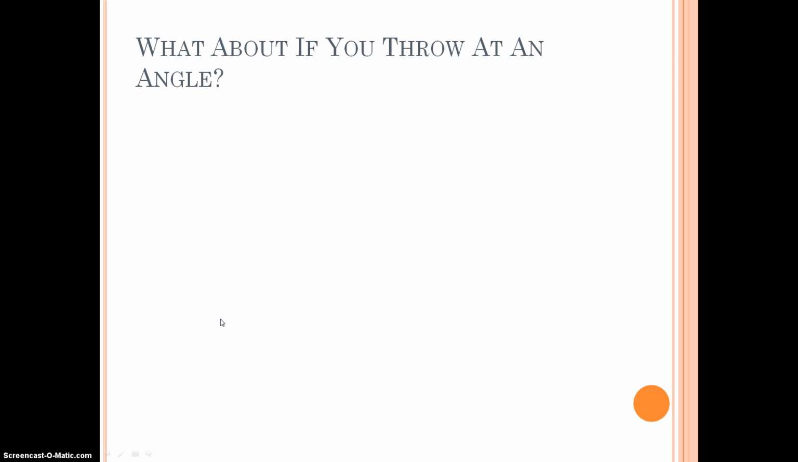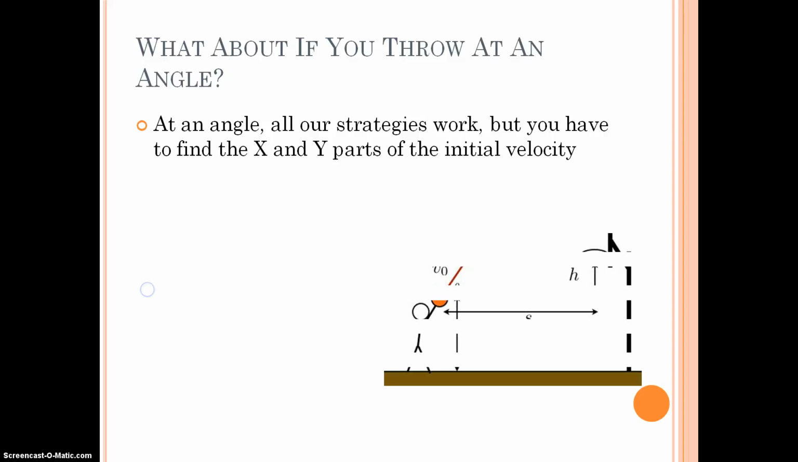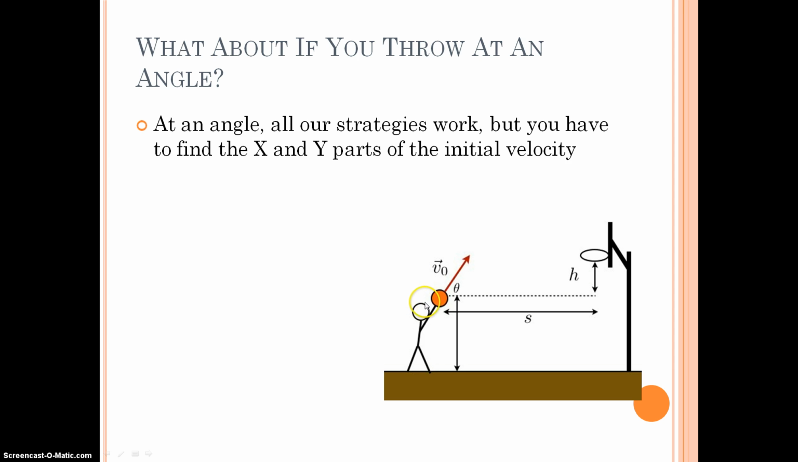So what if you throw it up at an angle? Oh, geez. Well, it's doable. At an angle, all our strategies still work, but you just have to do one more step of finding the x and y parts of that initial velocity. So for example, here, you throw a basketball at some velocity, v0, at some angle, and you want it to go right through this hoop.